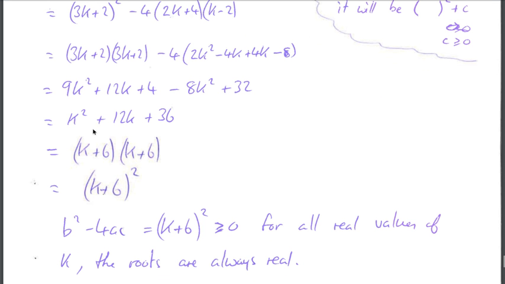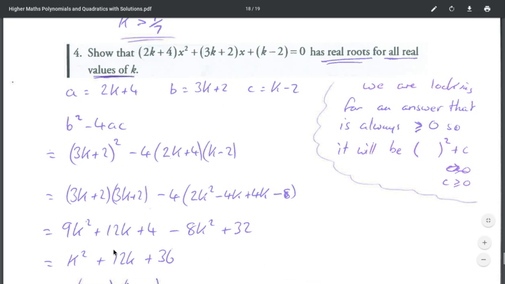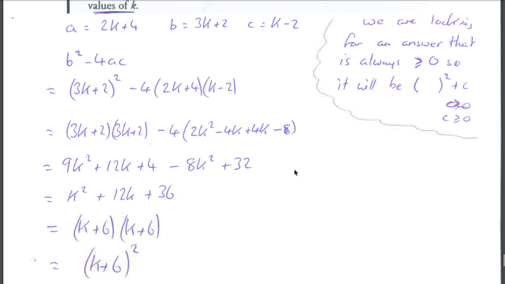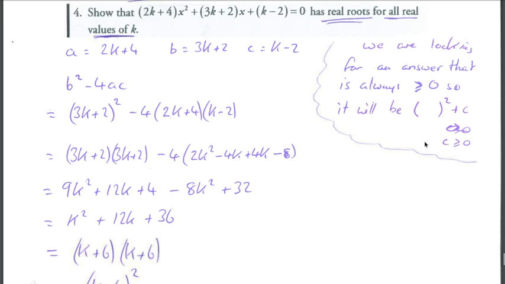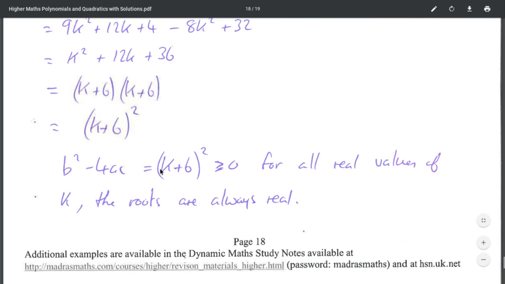And then at this stage, we tidy up. So we get k squared plus 12k plus 36. Because of all the completing the square questions I've done, I'm looking at that thinking, oh, that's just k plus 6 all squared. And some of you guys might be at that level as well. If not, because we know that we're looking for something like this, let's factorize that, which is k plus 6 all squared. So b squared minus 4ac is equal to bracket squared, which is greater than or equal to 0 for all real values of k. Therefore, the roots are always real.